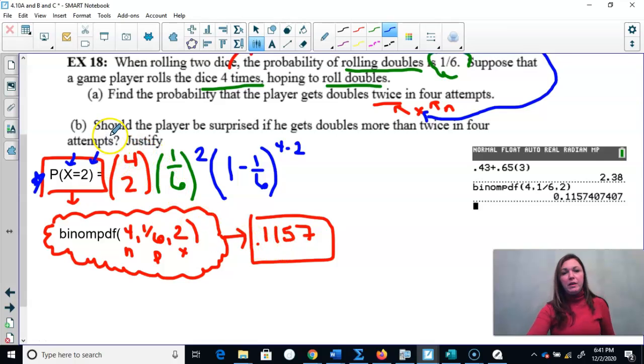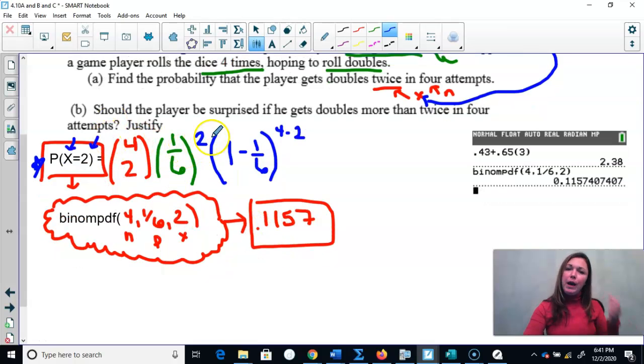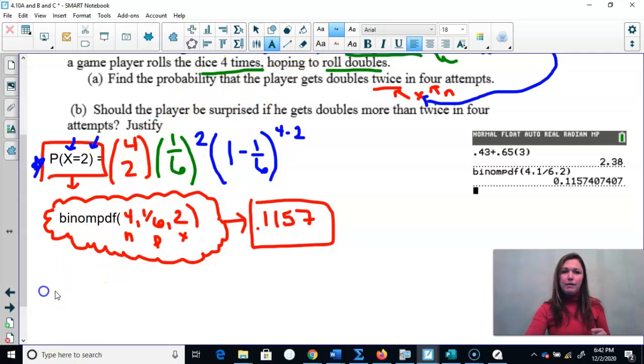You'll get 100% that way on that problem. Part B is a little different. Let's look at it. Should the player be surprised if he gets doubles more than twice in 4 attempts? How is this different? Can you tell? What will our probability statement look like? Our probability statement will look like this. We're going to roll doubles 4 times. That's capital letter X, right? We want to know the probability that we get it more than twice, so greater than 2.